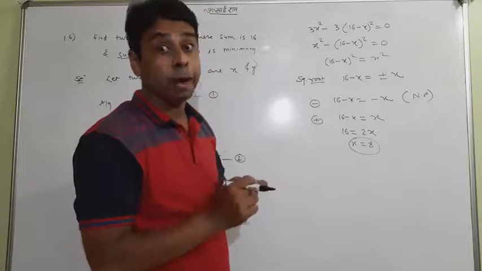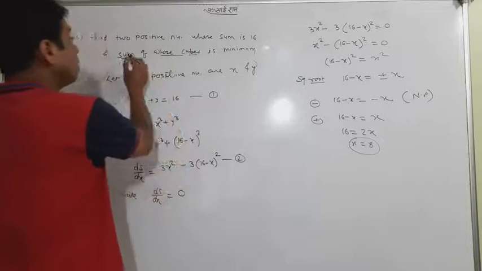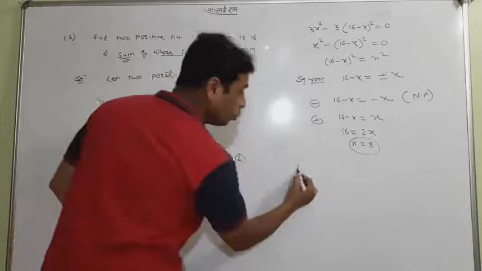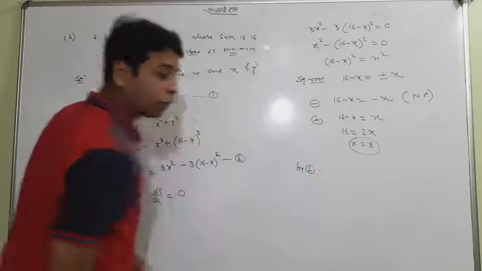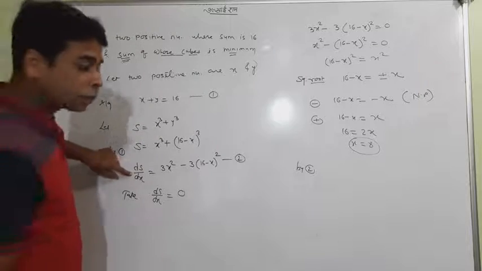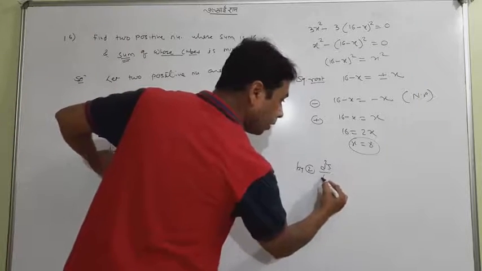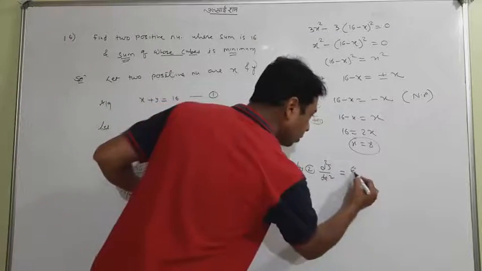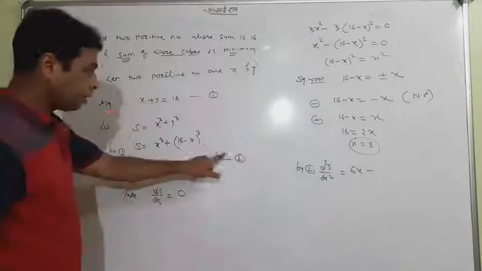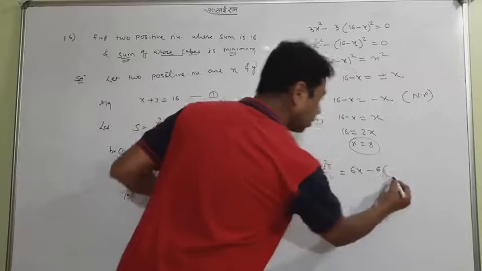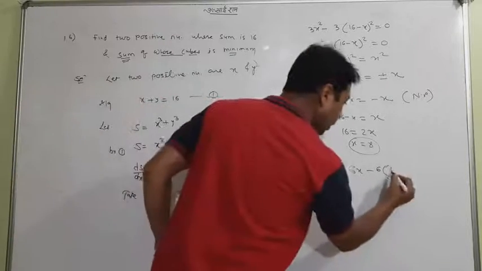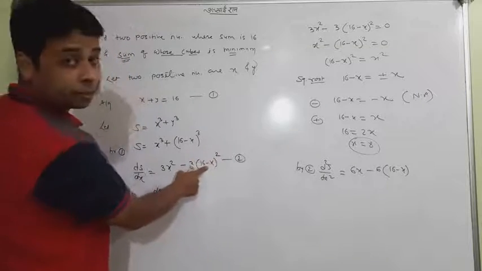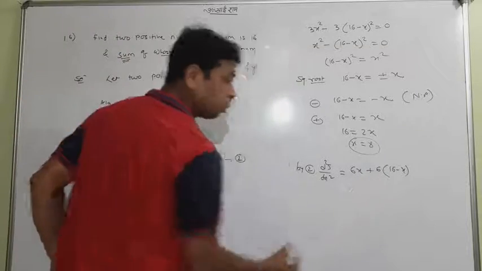But before that, you have to show that your sum S should be minimum. So for that only you have to check now. This is the critical point. You have to check by doing d square S by dx square equal to, do the differentiation, it's going to be 6x minus 3 into 2 into 16 minus x, power will be reduced by 1, and again derivative of 16 minus x will be minus 1. So it is going to be plus.